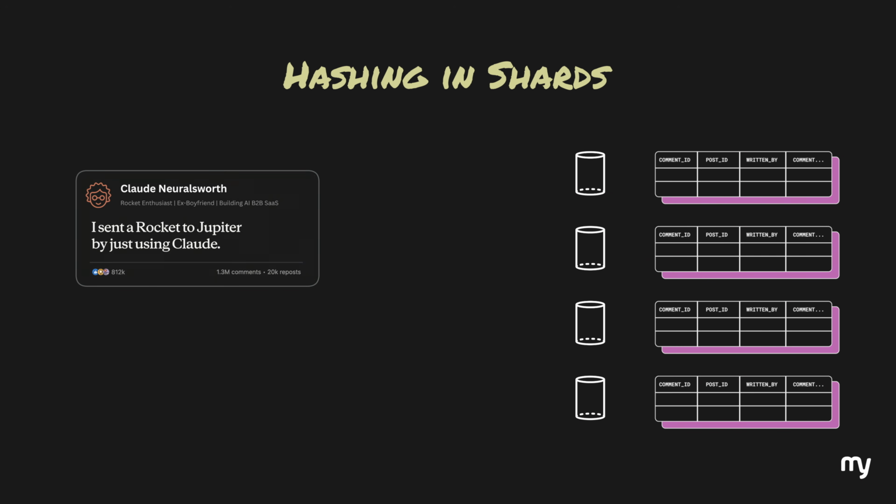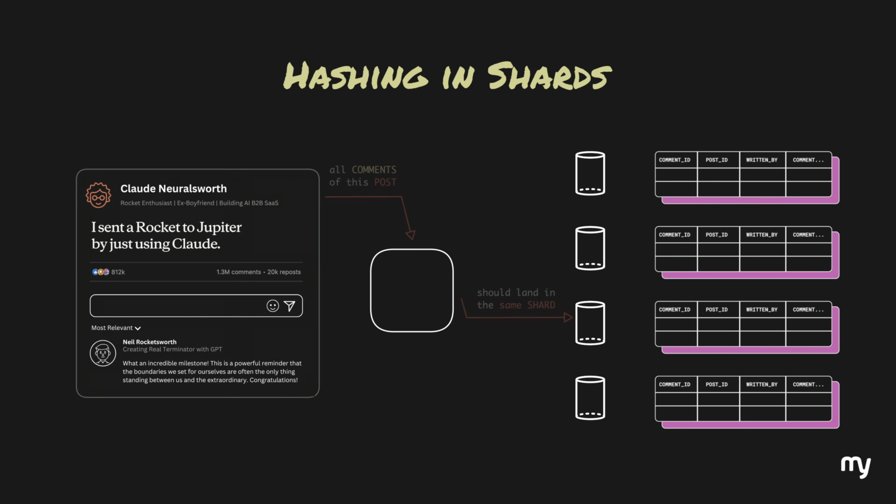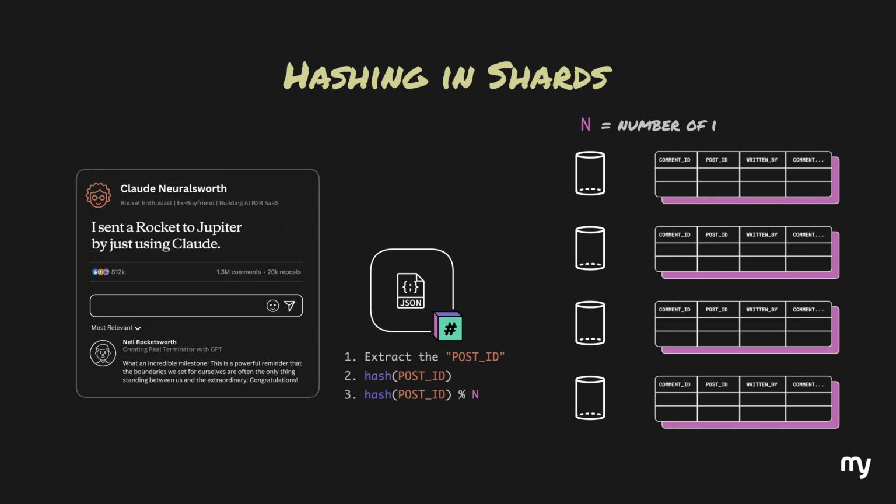For example, if we are storing comments written on a social media app, we need to ensure that the comments of a particular post always land on a specific shard, so that when we want to retrieve them, we simply query that one shard and get all the comments of that post. So when a comment comes in, we can extract the post ID, hash it, and then use a simple modulo operation against the number of instances to find the correct shard for this post.